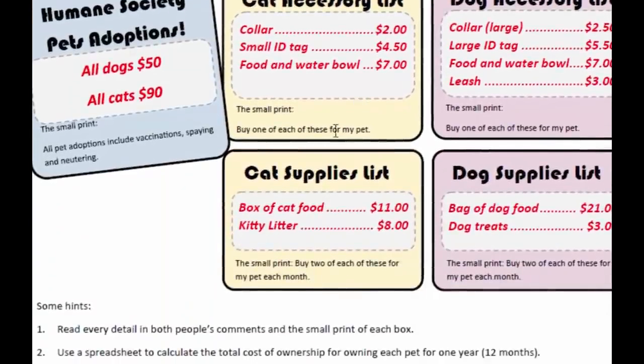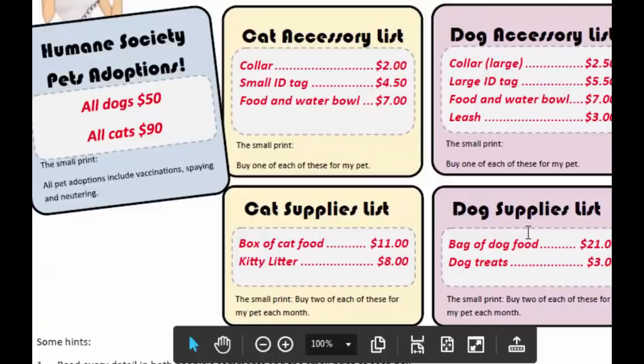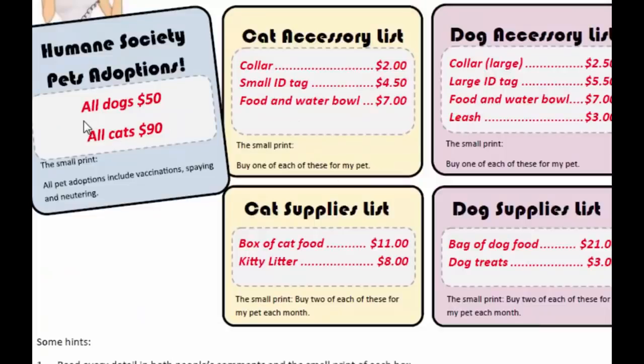First of all, notice that she's talking about a year. And so at the bottom down here where it says hints, it says use a spreadsheet to calculate the total cost of ownership for owning a pet for 1 year. So we'll just assume 1 year is the length of our expenses. Pet options: dogs are 50, cats are 90. All expenses include all of the vaccinations, spaying, and neutering.